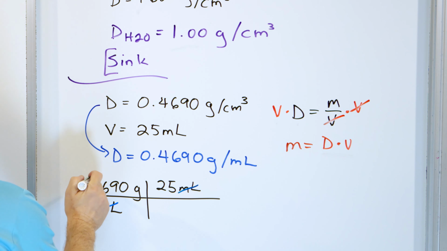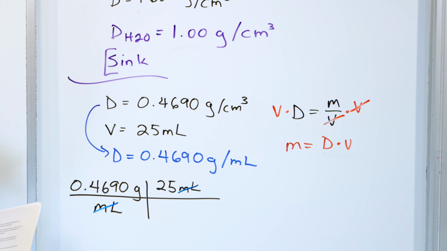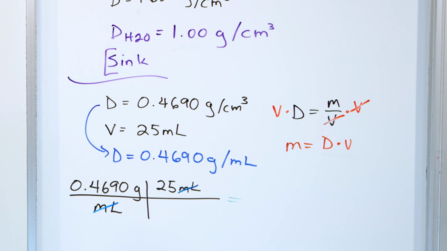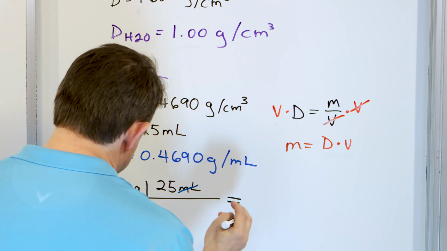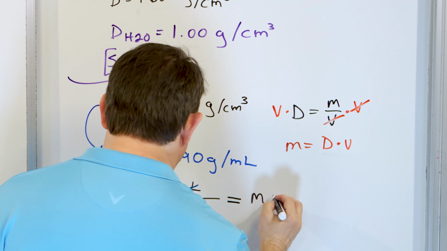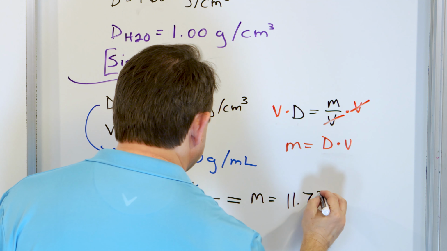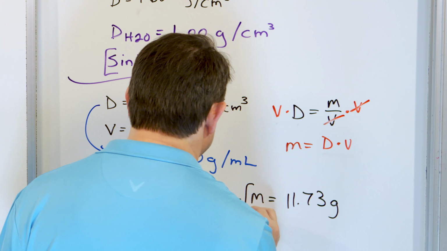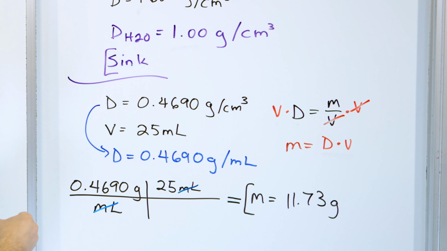So you take 0.4690 and you multiply by 25, and what you're going to get is, whoops, that isn't writing. You're going to get a mass of 11.73. And what unit? The only unit that's left, grams. 11.73 grams. And that's the final answer.